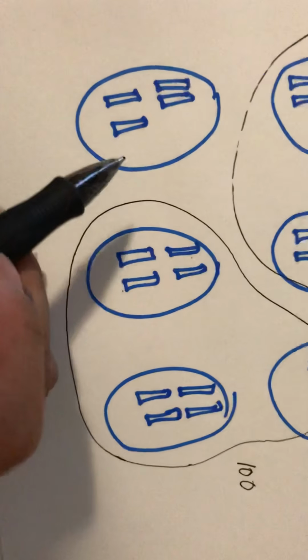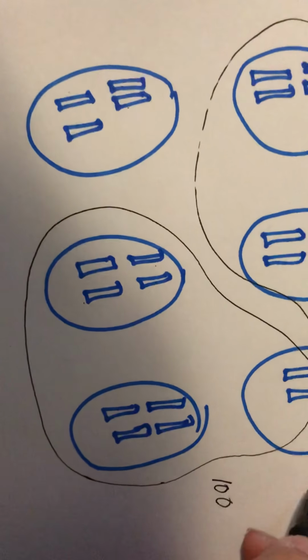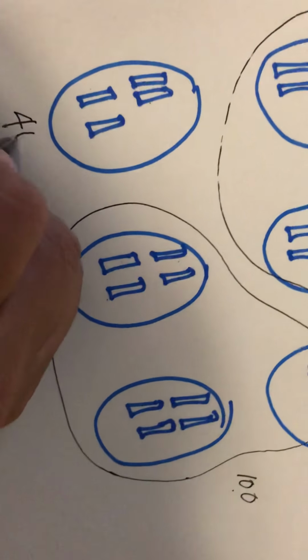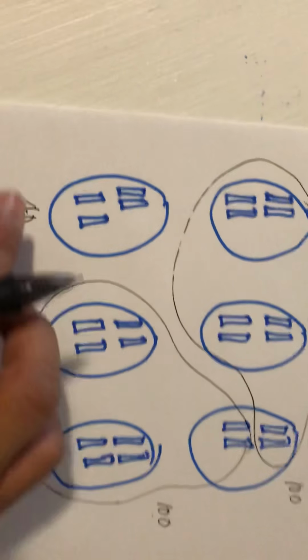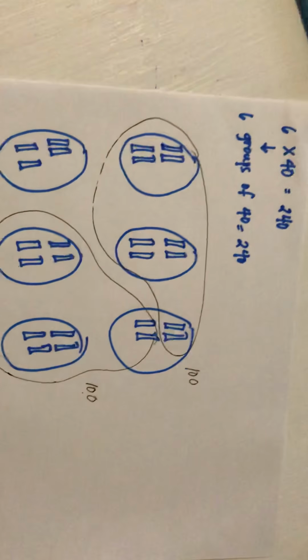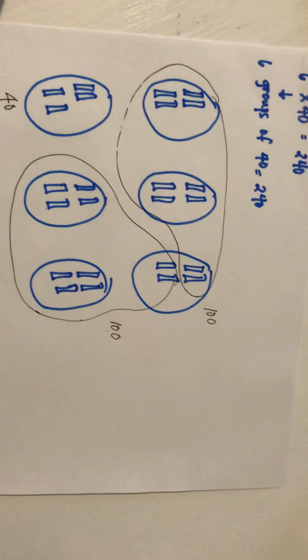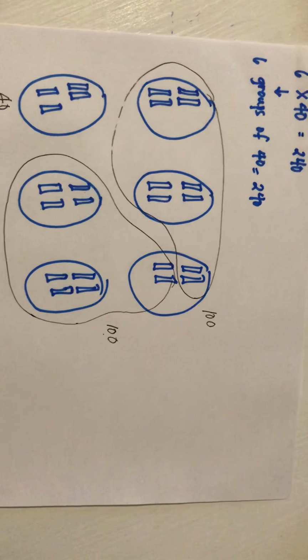And then you count the rest by tens. 10, 20, 30, 40. So 100 plus what? No, let me write that down. So you have 100 plus 100, that's 200, plus 40, that's equal to 240. Easy? Right? It's very easy, boys and girls. You just need to use your strategies, okay?